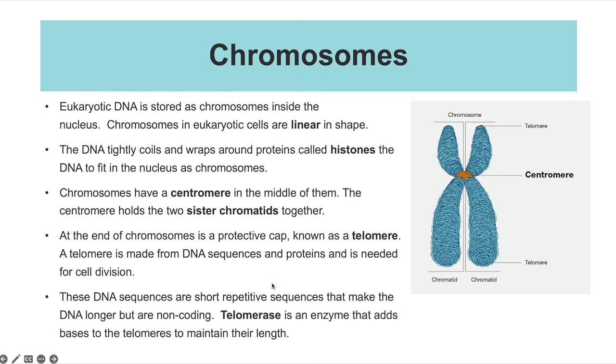A bit more then about chromosomes. In eukaryotic organisms, we said they're stored in the nucleus. And in order for that vast amount of DNA to fit in the nucleus, in this linear shape, that's how we describe the shape of the chromosome, it has to be tightly coiled up to fit. And to assist with that, the DNA wraps around proteins called histones.